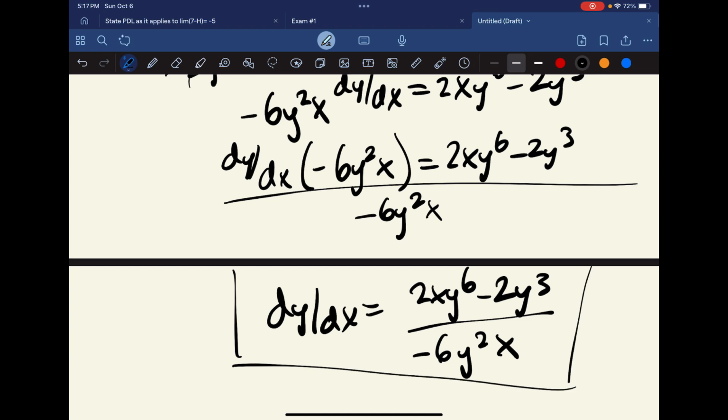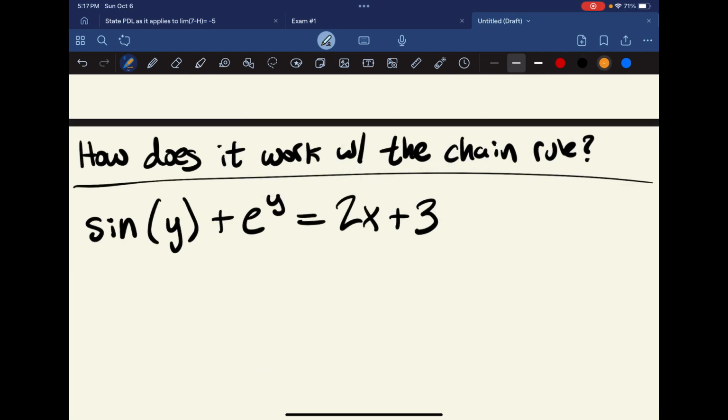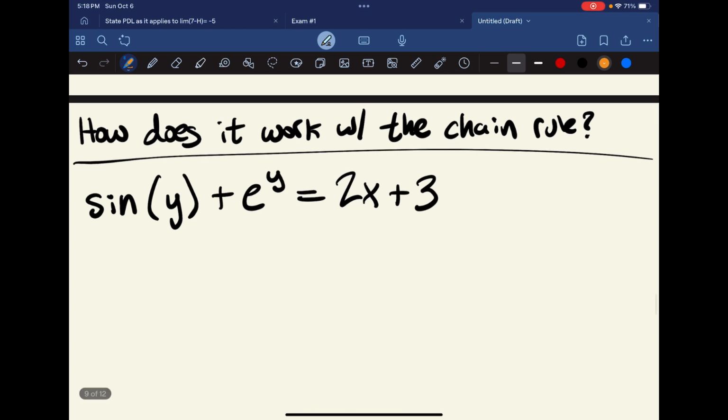So that's how it works with the quotient rule. Pretty much the same. Sometimes it gets a little sloppier, but it's really the same line of thinking as the product rule. Okay, and then the last rule that we really have to worry about is the chain rule. So it's really just the same as the product and the quotient rule.